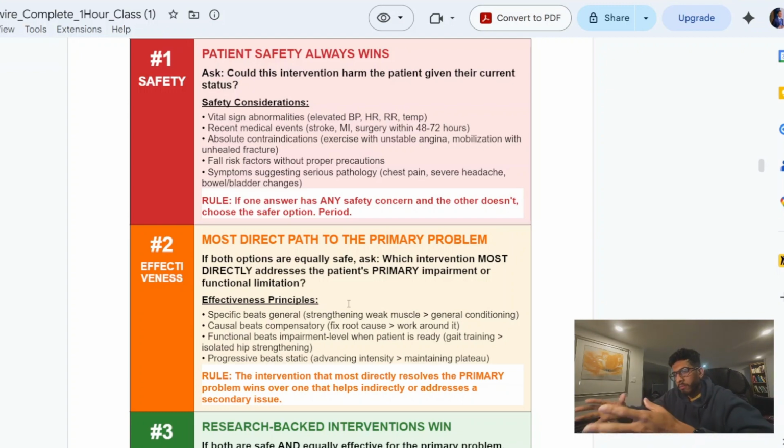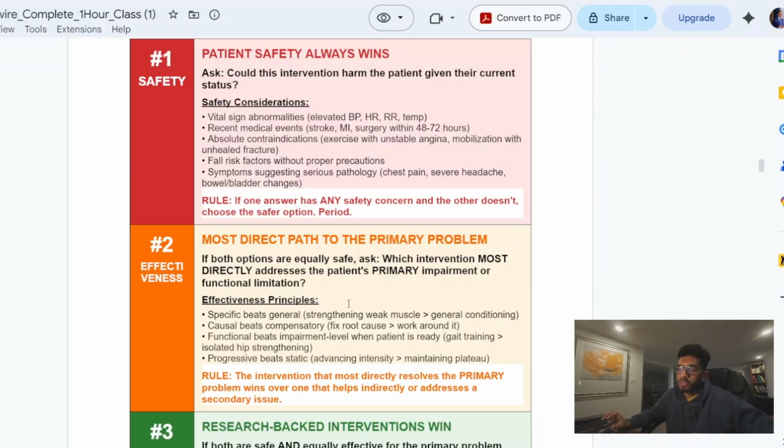Go right back to the primary problem. If both options are equally safe, you need to ask which intervention most directly addresses the patient's primary impairment or functional limitation. You end up with the last two answers, and both are safe options. Now what will you do? What is the primary impairment or functional limitation that you need to address?